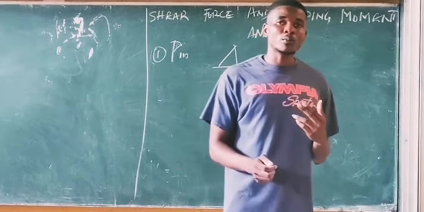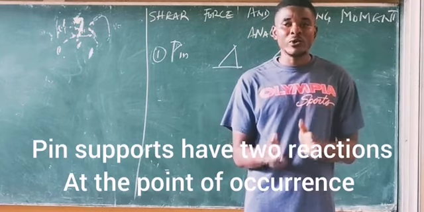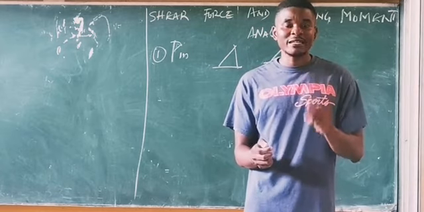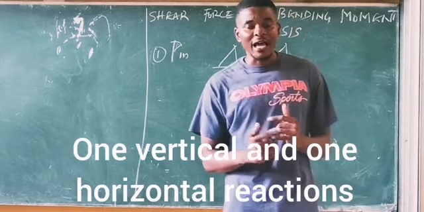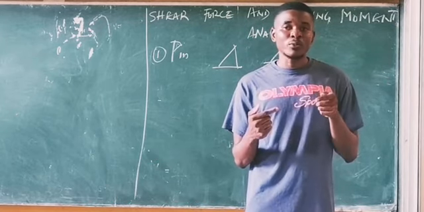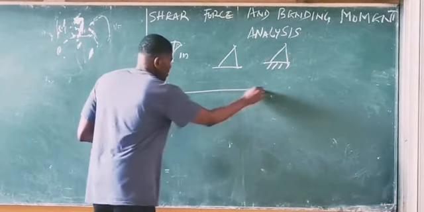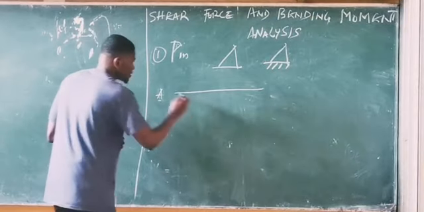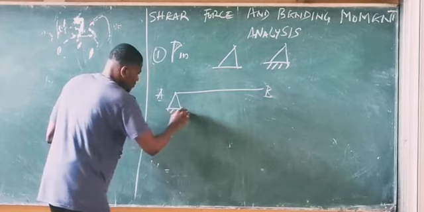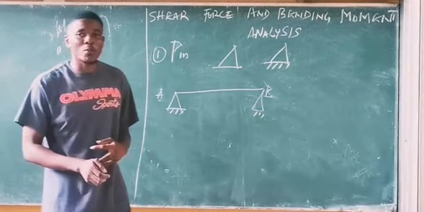Now, to analyze the pin supports, we have 2 reactions at the point of occurrence. That is to say, wherever the pin is acting, we have 2 reactions at that point. One is vertical and the other is horizontal, acting towards the point where the support is found. Now, this is what I mean. Let's say we have a beam, and this is point A, this is point B, and on this beam we see this support. Okay, so first of all, you identify that this is a pin support.